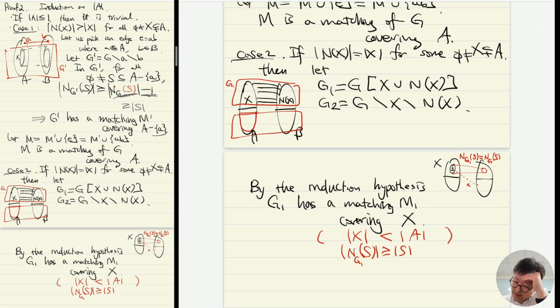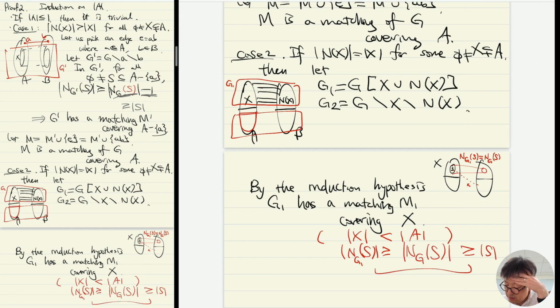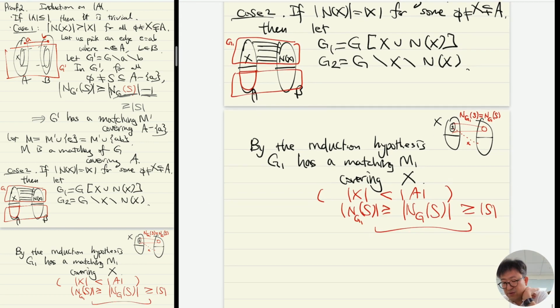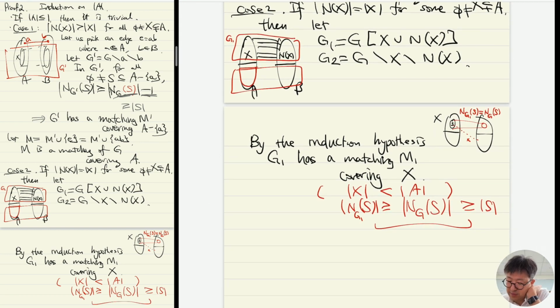And we knew that N of G S is at least the size of S, right? So this is N of G S, and that's at least the size of S. So Hall's inequality holds. So therefore, by induction, G1 has a matching covering X.